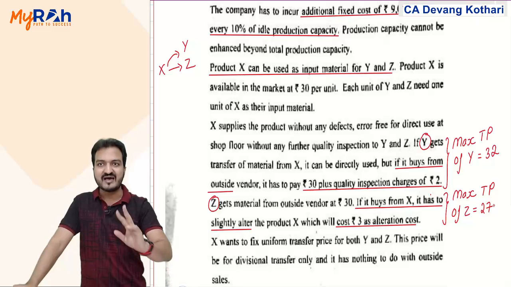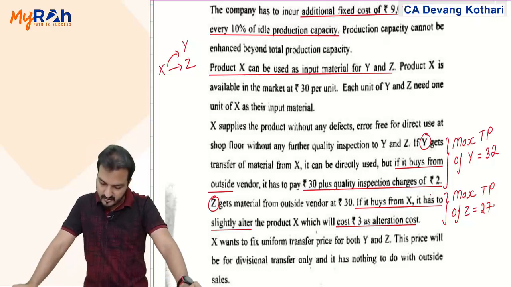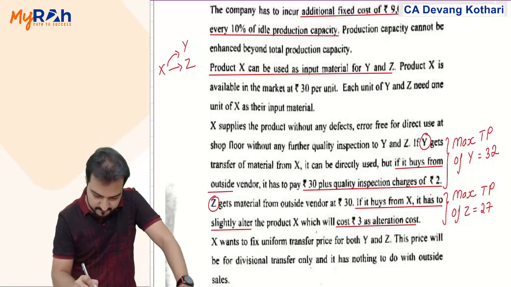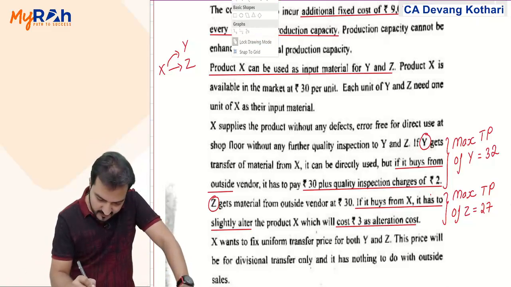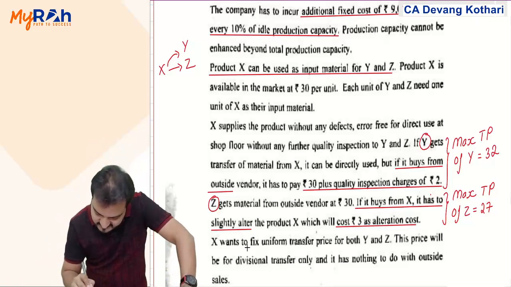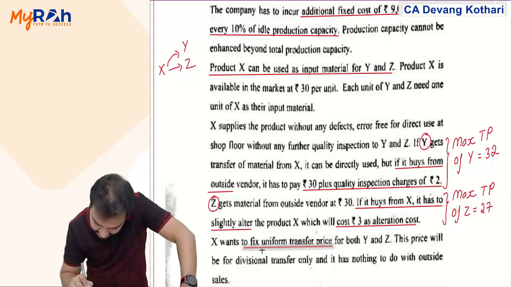So both the divisions have different maximum TP here. Further, again something new important here. X wants to fix uniform transfer price.